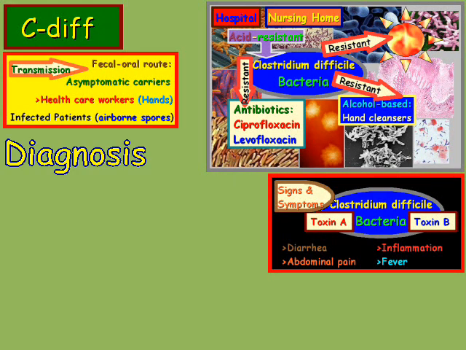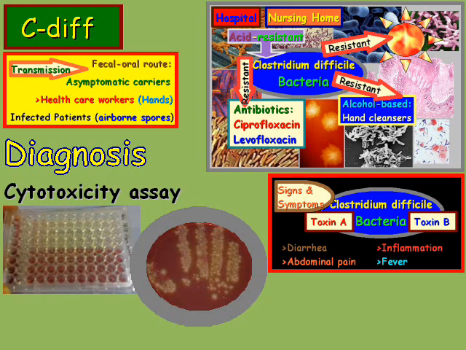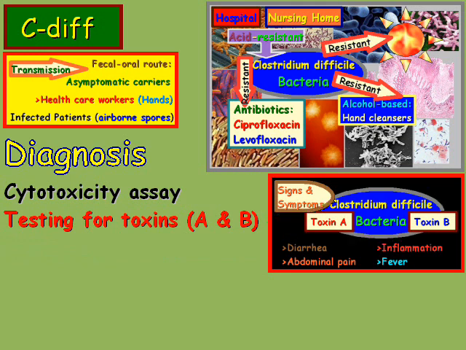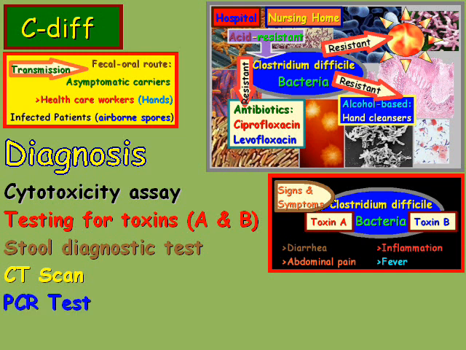How exactly do we go about diagnosing this, or what's the diagnosis? Well, there's this thing called a cytotoxicity assay. And what that basically is, you culture some stuff and see if you can find the bacteria. Now, it takes a little bit of time to do that. We can also do testing for toxins, toxins A and B, which I mentioned earlier. There's a stool diagnostic test. We can also try a CT scan and a PCR test.